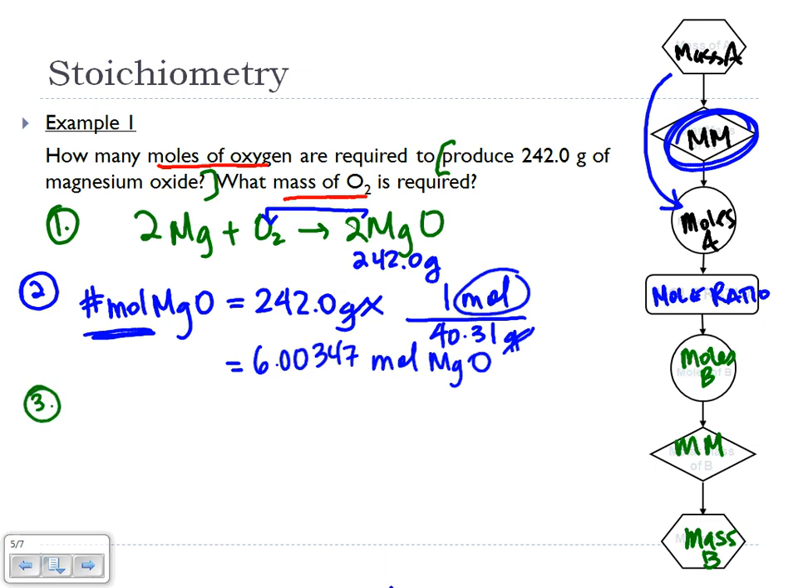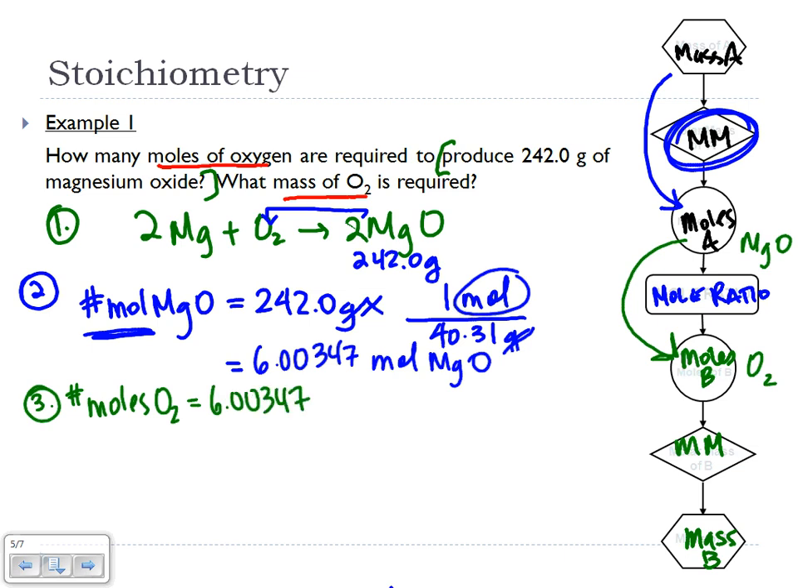Everybody should have known how to convert from moles to mass and mass to moles by now. So step 3, I'm going to use the mole ratio and go from moles of A to moles of B. In this case, I'm going from moles of MgO to moles of O2. So the number of moles of O2 is the next thing I want to find. I'm going to use the number from the step right before, moles of MgO, and again multiply it by a conversion factor.